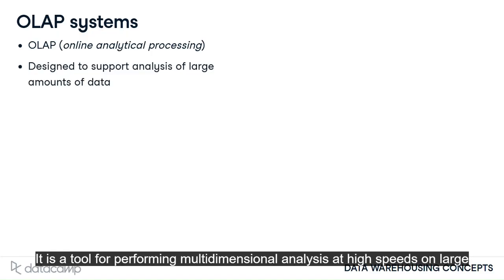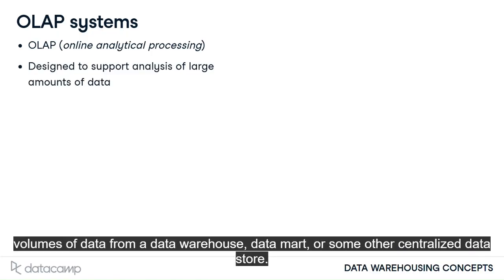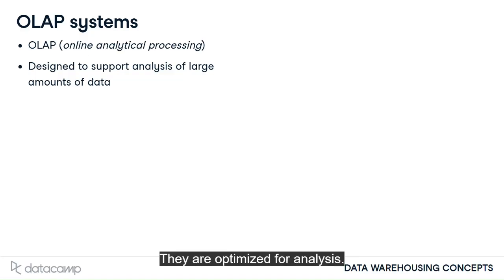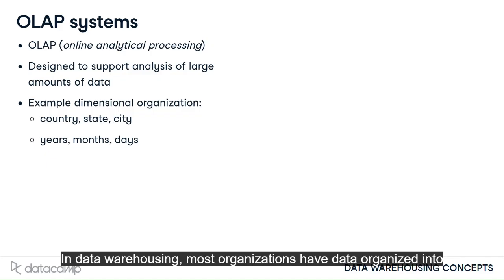It is a tool for performing multidimensional analysis at high speeds on large volumes of data from a data warehouse, data marts, or some other centralized data store. They are optimized for analysis. In data warehousing, most organizations have data organized into different dimensions, such as sales figures by country, state, and city. Another dimension example is time, broken into years, months, and days.